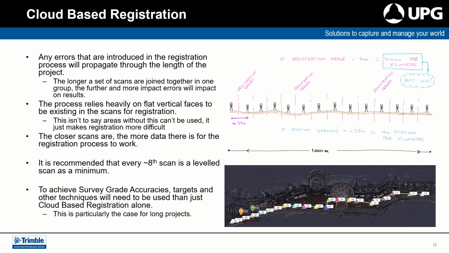It's generally also recommended that about every 8th scan is a leveled scan as a minimum. This will ensure that the scans are returned to some form of level throughout the process. You could start with a single scan and do 20 or 30 scans that are unleveled after the fact. However, that will mean that by the time you get to the end, due to the way that cloud-based registration works, you may not be at a leveled area. So it's recommended to make sure that you have some form of leveled scan as you go through.